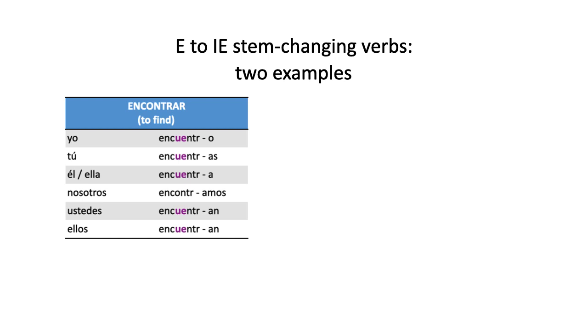So I'm taking that O in the stem of encontrar and changing it for UE. So: encuentro, encuentras, encuentra, encontramos, encuentran, encuentran. I did not change the nosotros form, and I applied the ar endings.